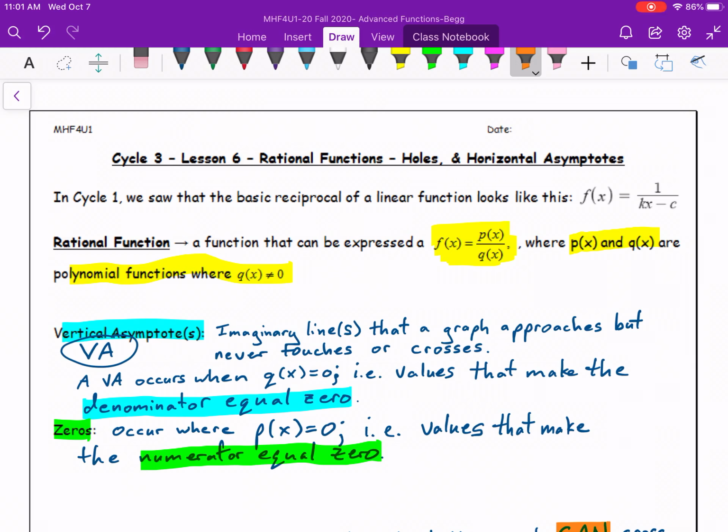In lesson 6 of cycle 3, we're going to move on to rational functions. And just like everything we do with cycle 3, we're going to be working with the equations. We're going to be sketching things by hand. Of course, we can still use Desmos to check our answers, but the whole point of this cycle, again, is to do sketching from what we know about the characteristics, that what we can understand from the characteristics.